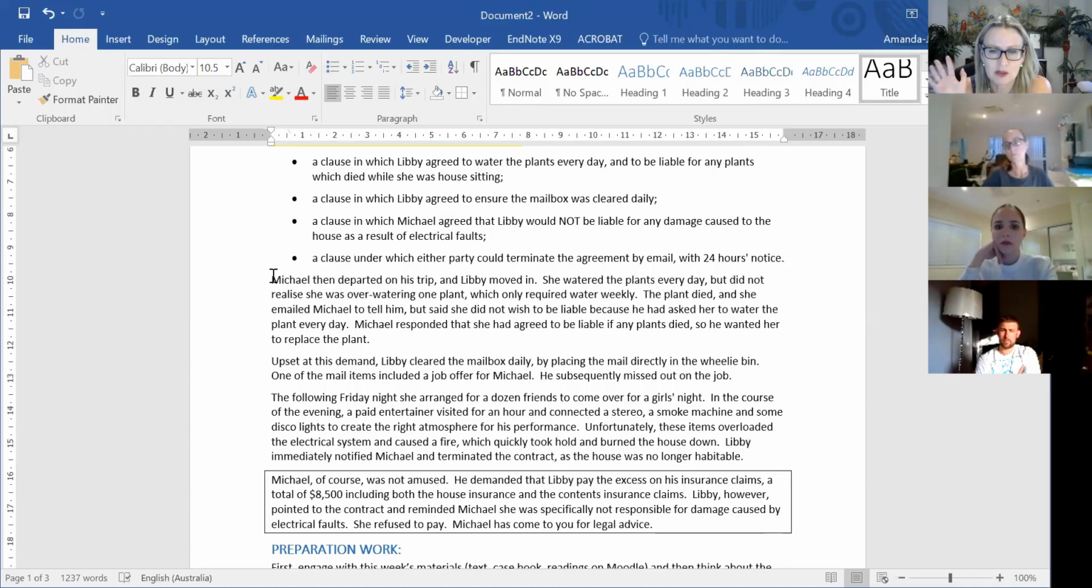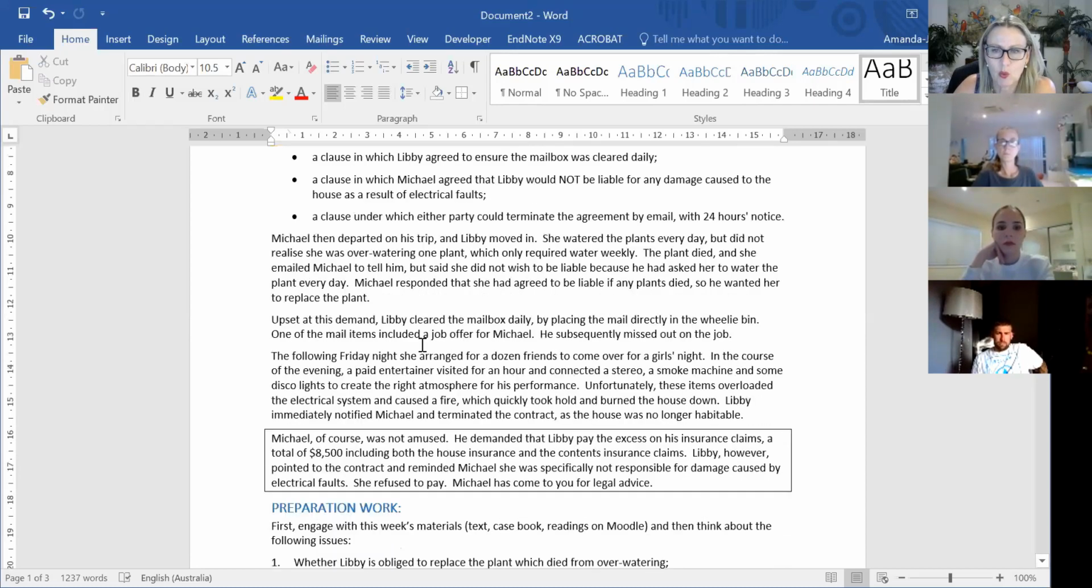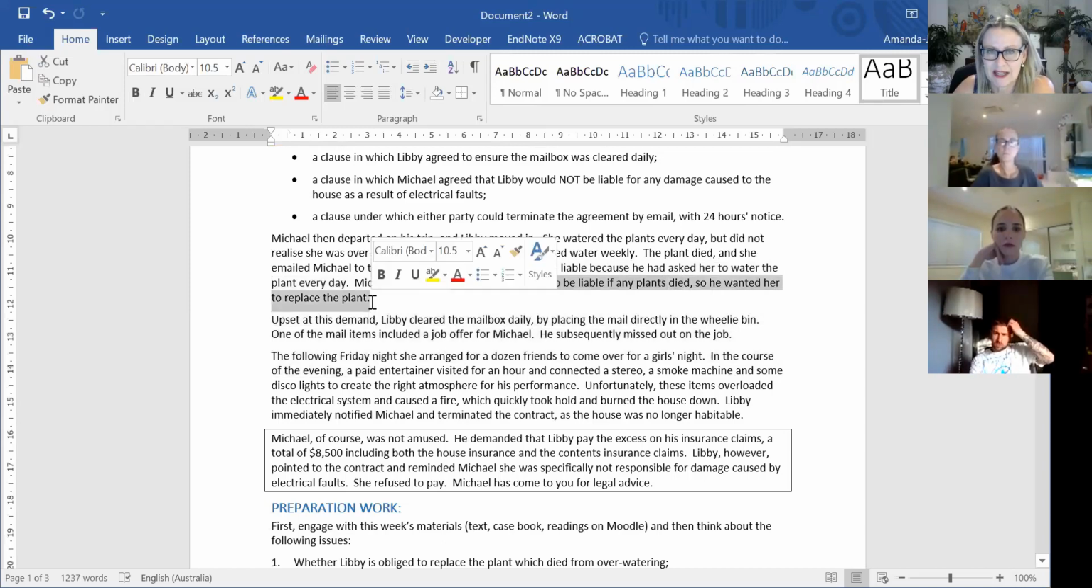Okay, so Michael goes away, Libby moves in, she waters the plants every day, but one of them only required watering weekly, so it died. She emailed him to tell him. She says, I don't want to be responsible because you asked me to water the thing every day. He says, and this is where we start to see the parties' relationship taking a nosedive, she agreed to be liable if any plants died, so please replace the plant.